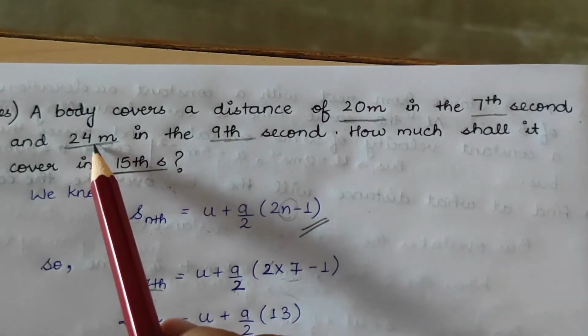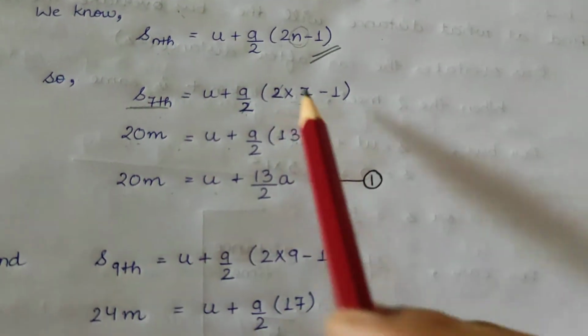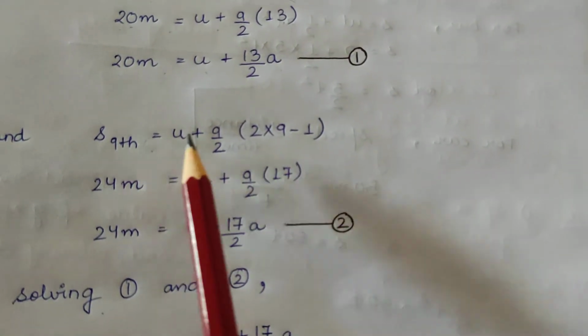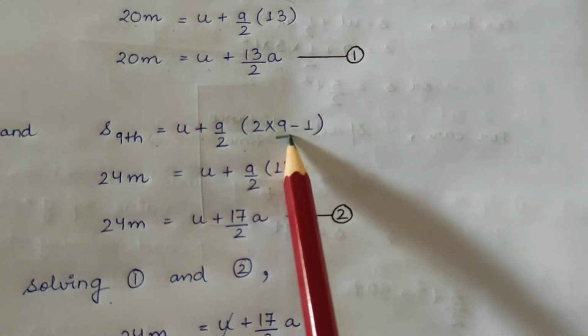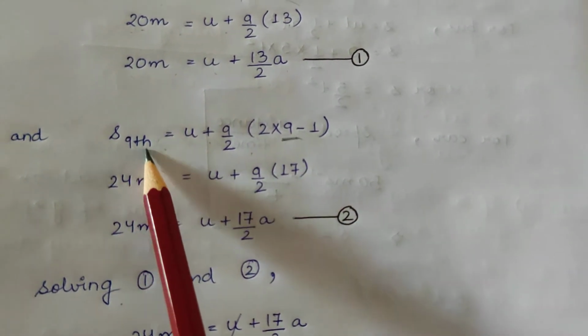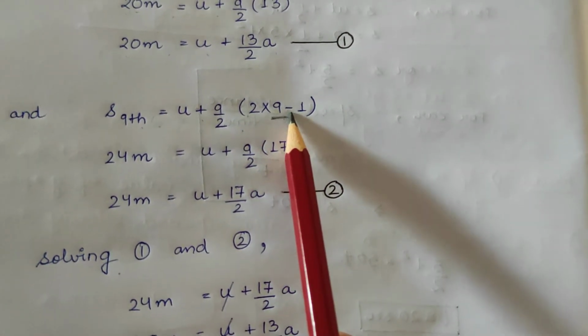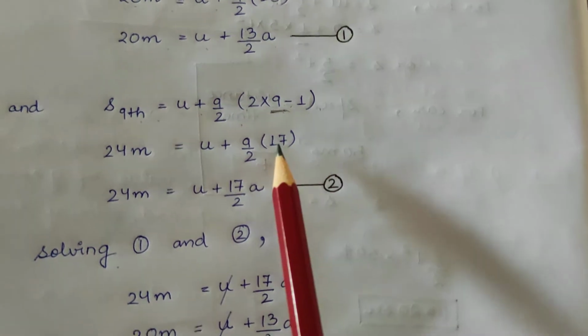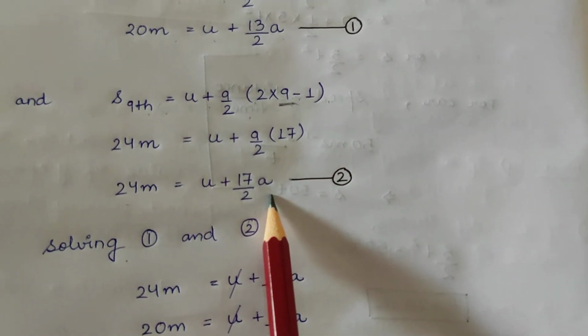Now we are given that the body covers 24 meter in the 9th second. We will solve it as we did for the 7th second. So s 9th will be equal to u plus a by 2 (2n minus 1). Now n will become 9, because we are talking about the 9th second. 2 into 9 gives us 18, 18 minus 1 gives us 17. So we'll get this expression, equation 2.